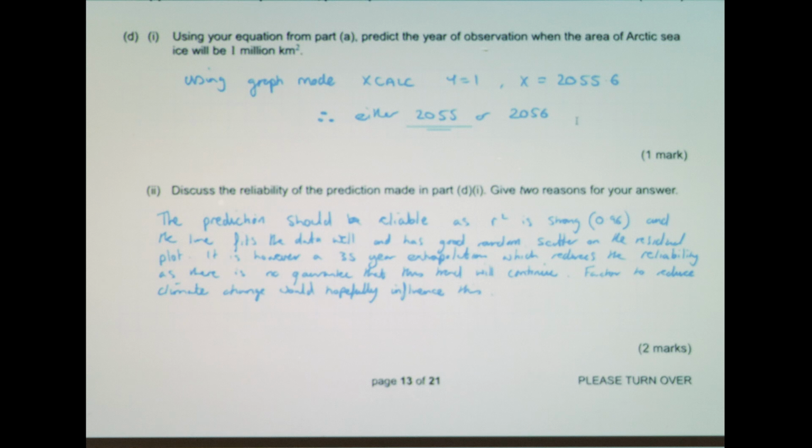Discuss the reliability of the prediction made in D part 1. Give 2 reasons for your answer. Okay. So what we were seeing there was, it's obviously an extrapolation, and the extrapolation is quite far from the actual recorded information. You're looking at 35, 36 years into the future. So talking about the extrapolation with reference to that would be sufficient for 1 mark. So that would be one reason.